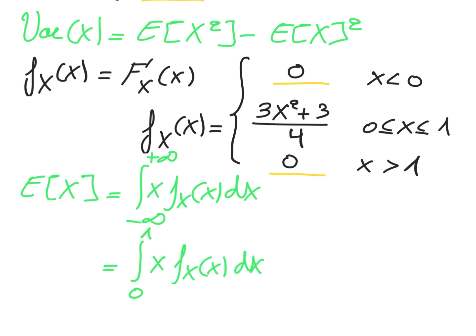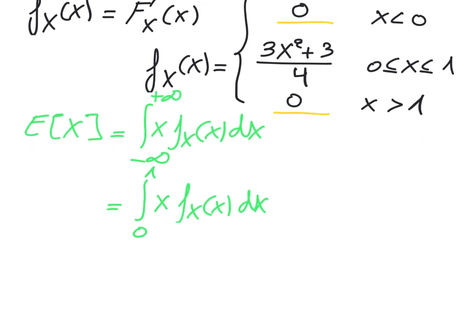Now we can plug in the density function that we just found, 3 times x squared plus 3, over 4. So we get this, and this is of course a very simple integral. It's just a polynomial. You can take the 1 over 4, put it in front of the integral, and then compute the integral of this polynomial. If you do that, you will find 9 over 16.